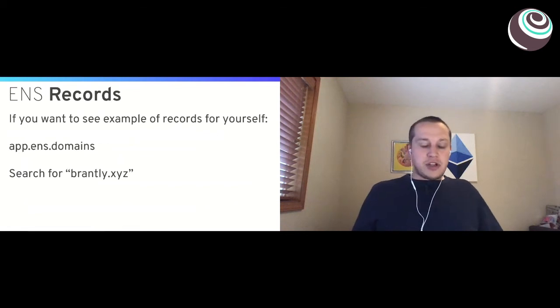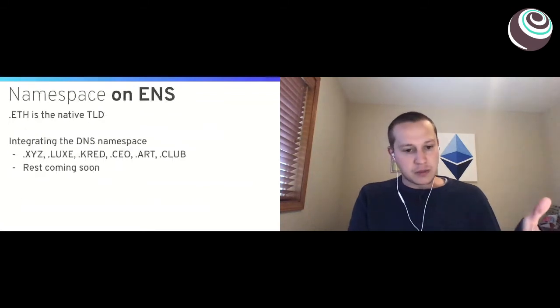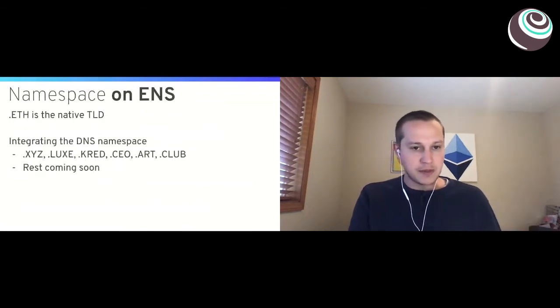that uses just about every record type that we support, not all of them, but most of them, so you can get a sense of what we support. So you might have noticed Brantly.xyz, it's not .eth. So let's talk about the namespace on ENS.